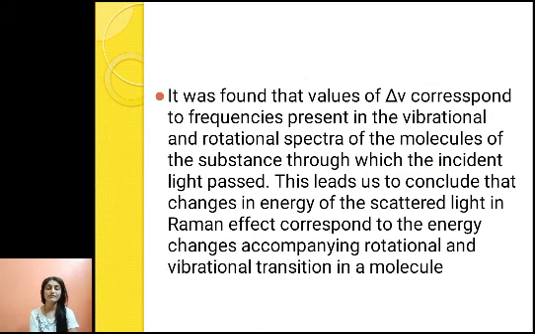It was found that the value of the Raman shift corresponds to frequencies present in the vibrational and rotational spectra of the molecules of the substance through which the incident light is passed. This leads to the conclusion that changes in energy of the scattered light in the Raman effect correspond to the energy changes accompanying rotational and vibrational transitions in a molecule. So this Raman shift basically depends upon rotational and vibrational transitions. This also we will study in detail in the later part.